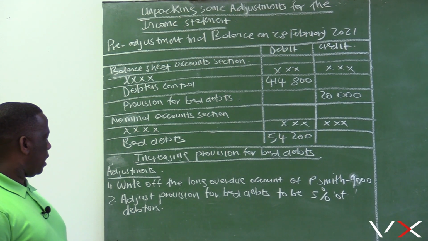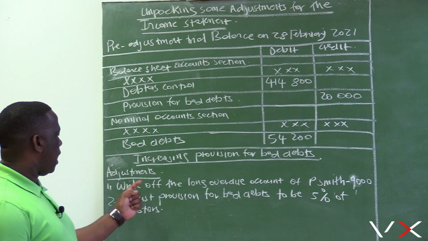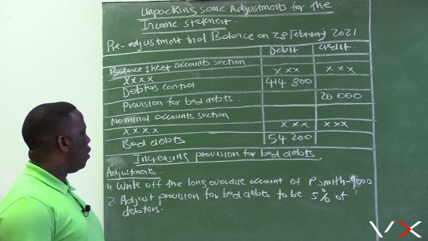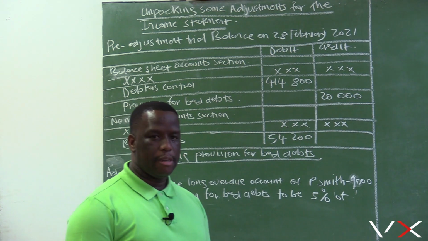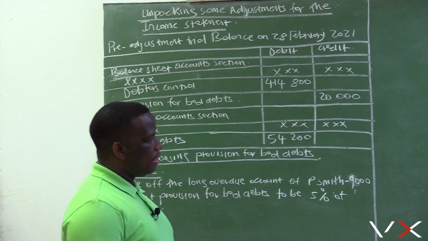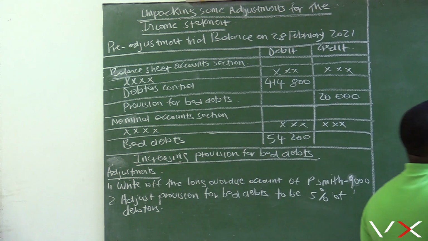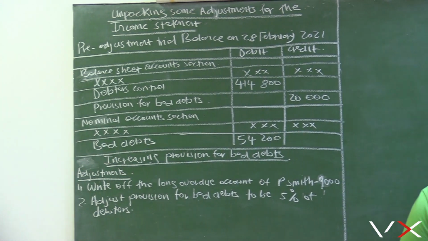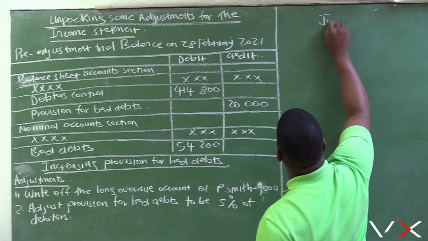Let's start by looking at the first adjustment. The first adjustment says write off the long overdue account of Piecemeat 9,000, and we want to look at how this adjustment is going to affect the income statement. When you are doing the income statement, how will this adjustment affect the income statement?